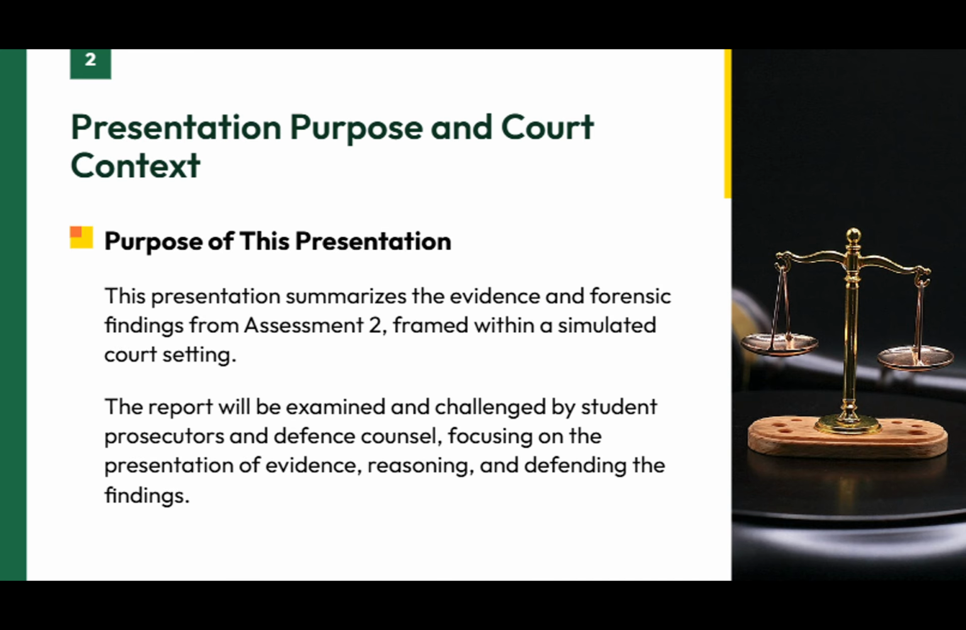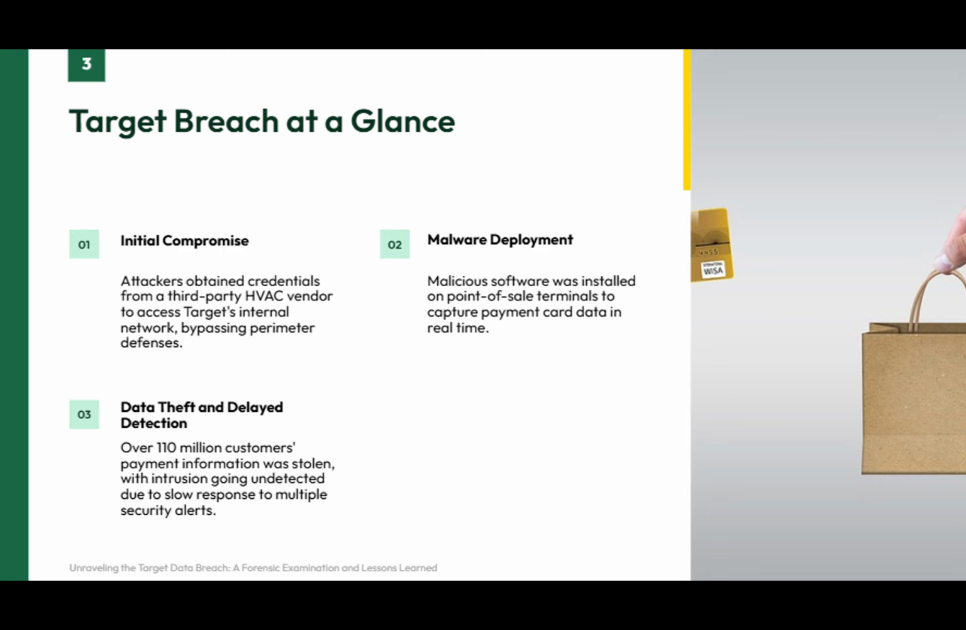After that, we'll go to the next slide. That gives us a glance at a brief note on what we're going to do in this presentation. There are three parts. One part is initial compromise, where attackers obtain credentials from a third-party HVAC vendor to access Target's internal network, bypassing the perimeter defenses. The second part is malware deployment, where malicious software is installed on point of sale, or POS, systems to capture payment card data in real time.